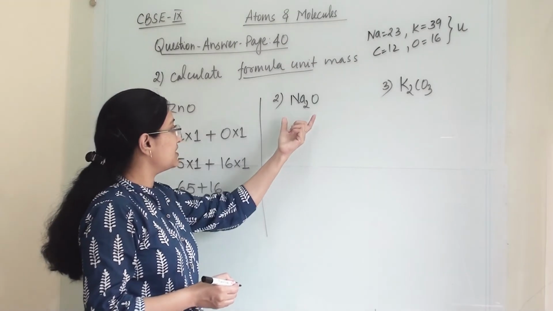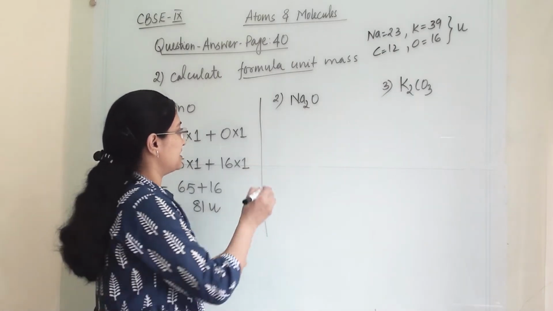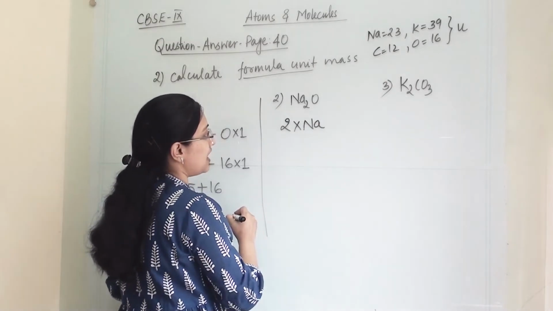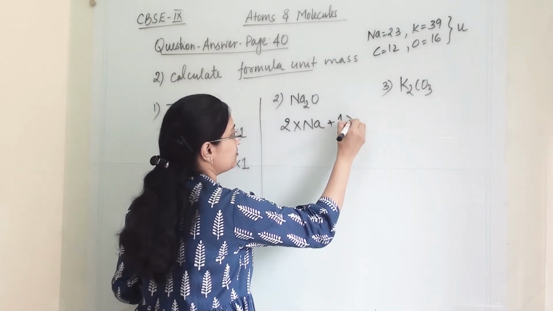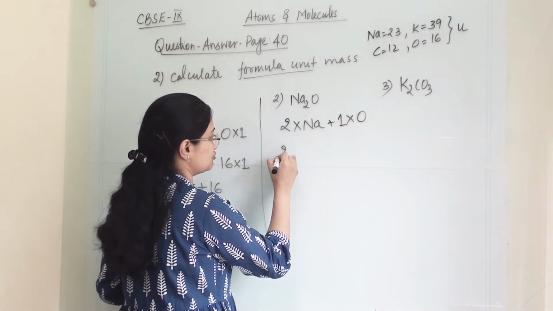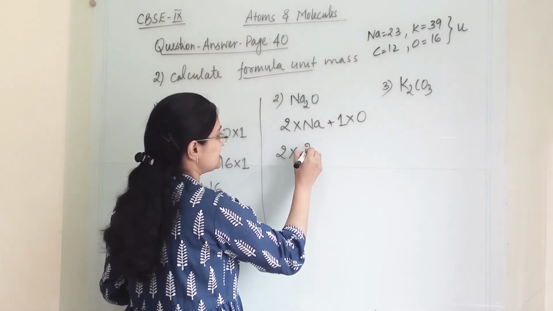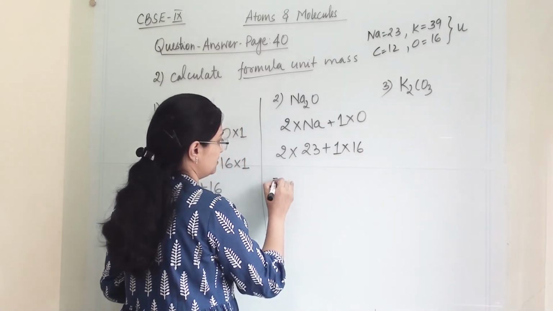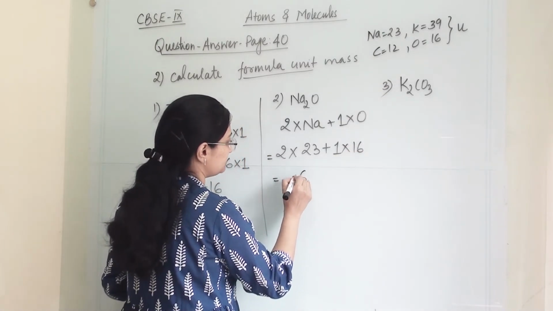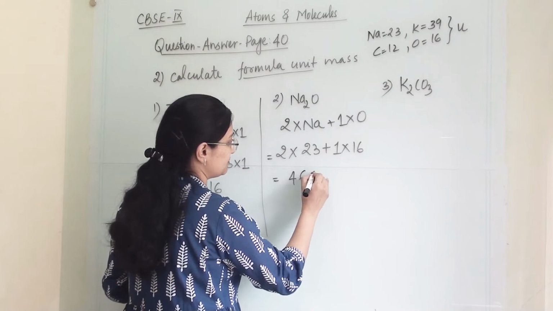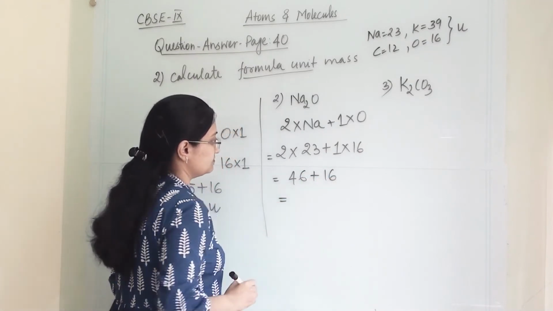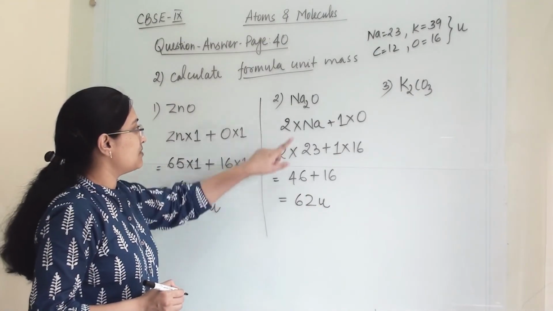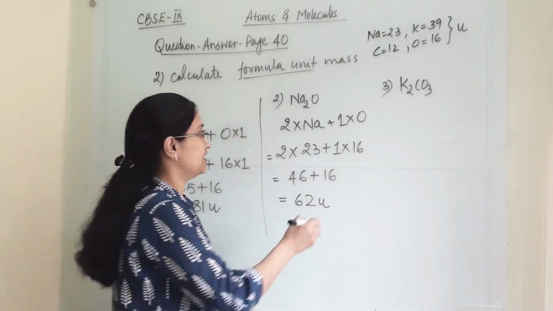Now the next compound is sodium oxide. In this, 2 atoms of sodium are present and 1 atom of oxygen is present. So 2 into sodium, 23, plus 1 into 16. So the answer is 46 plus 16, 62 unit. So 62 is the formula unit mass for sodium oxide.